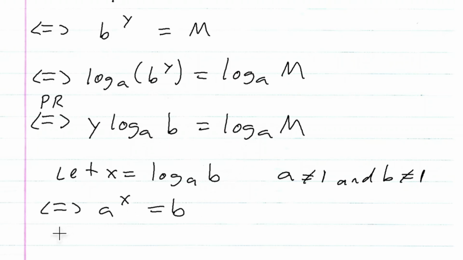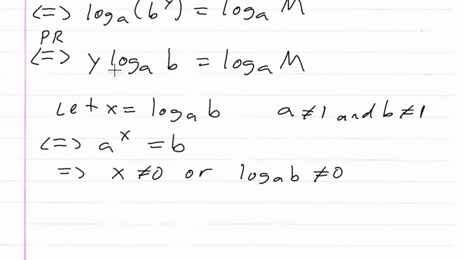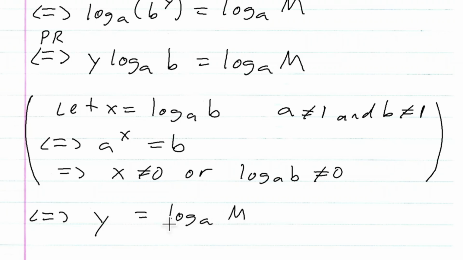So this tells me, right, that x cannot be 0, or log base a of b cannot be 0. So now I know I can divide both sides of this equation. So I'm going to go down here. So this was a little side, right? A little side tour. So back to the proof, I now know that I can divide both sides by log base a of b. So I get y is equal to log base a of m over log base a of b.